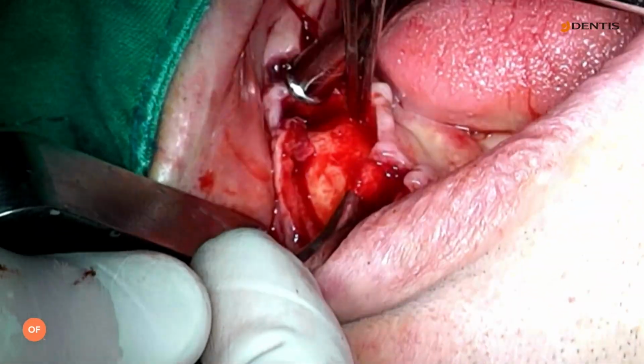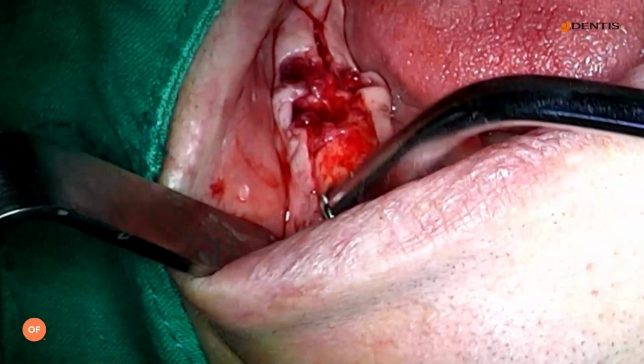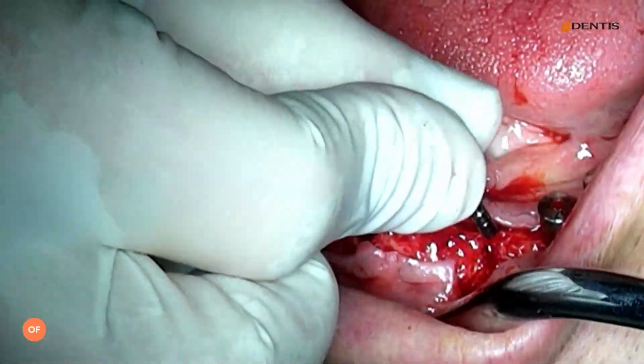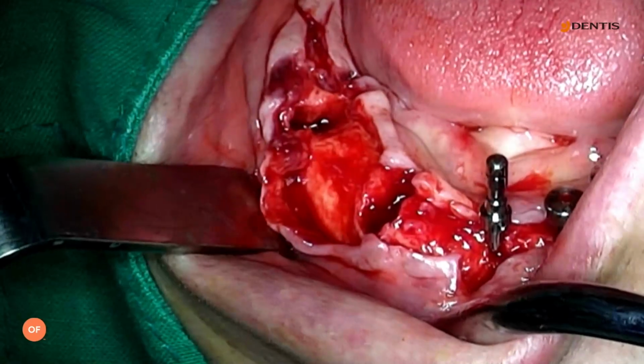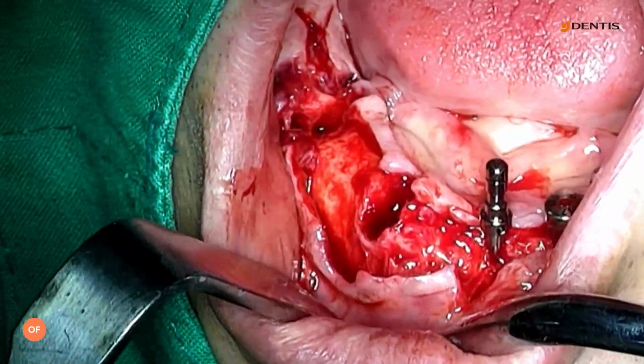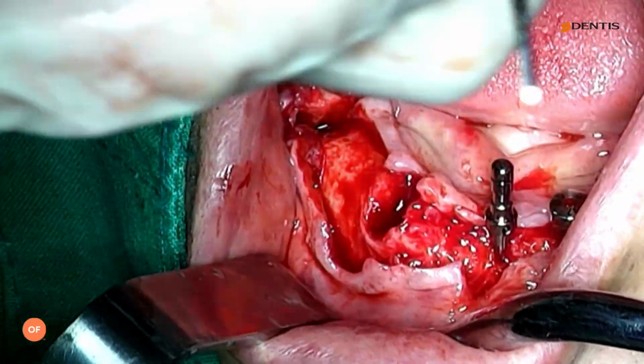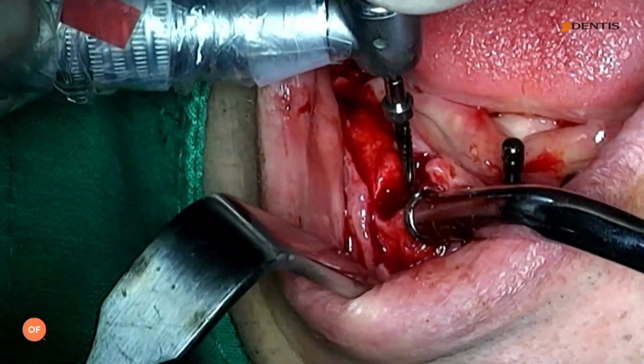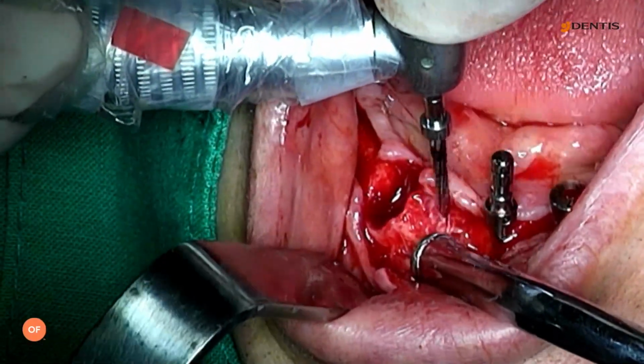So I want the immediate placement at the same time in the canine area. Guidance, just the initial drilling area, this one. So I want to keep this angulation. First drill is the Lindemann and the point drill. Okay, this is the first premolar. This is the canine area, right? Canine.